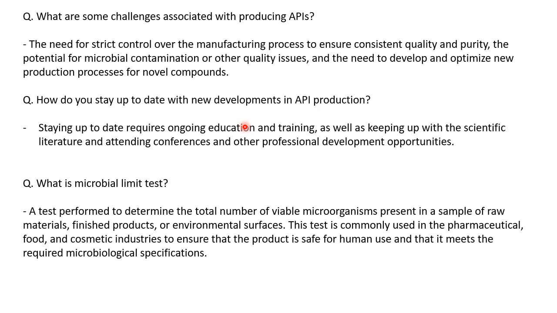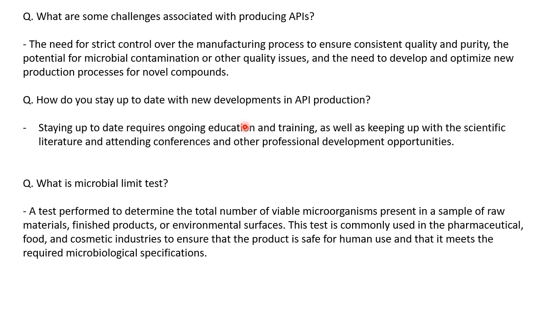Now, for the potential of microbial contamination or other quality issues, we need control over them, and we need to develop and optimize new production processes for novel compounds. As we know, microbes keep on changing, they keep on adapting to newer environments, and they are getting resistant to different antibiotics. So just to give you an example of why it is written that optimizing new production processes for novel compounds is also a challenge.